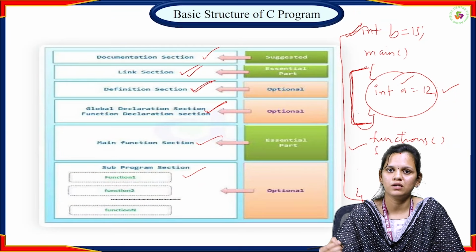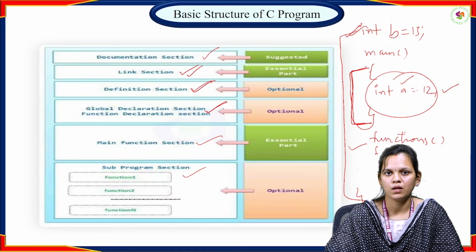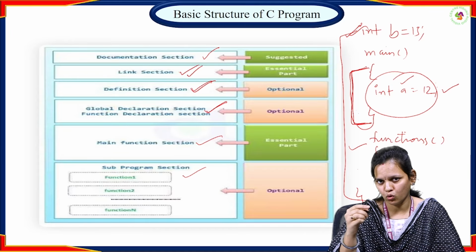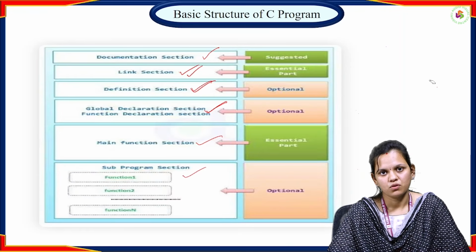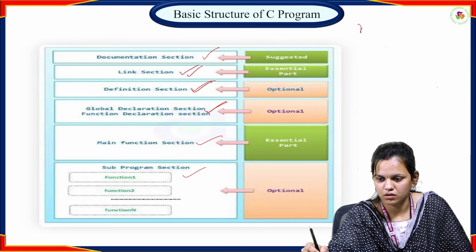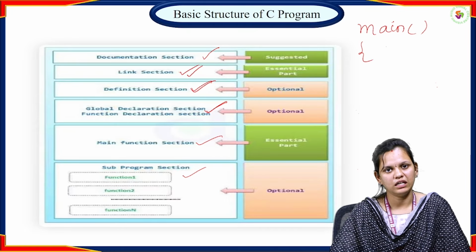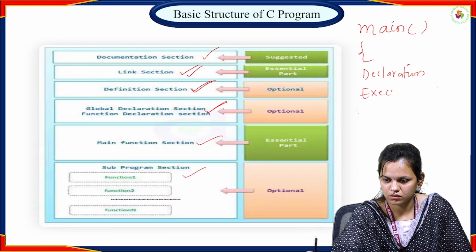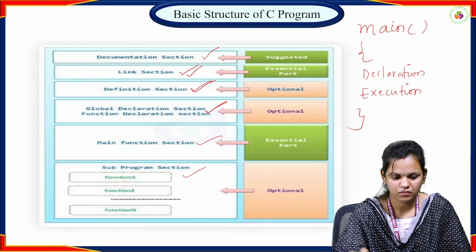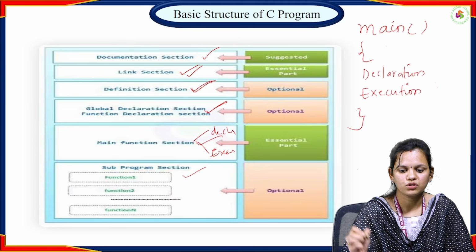Whereas the scope of the global variable is global, that means the variable can be used throughout the program, whereas the local variable can be used only in that particular scope. Right? So this is the global declaration section. Next comes the main section. This section is a mandatory section, where again in the main section we have a declaration section and an execution section.